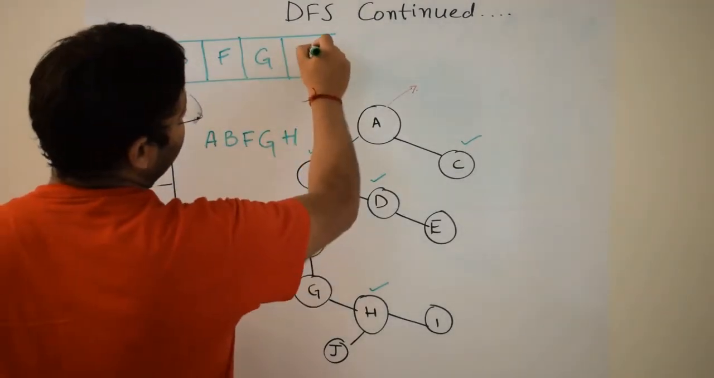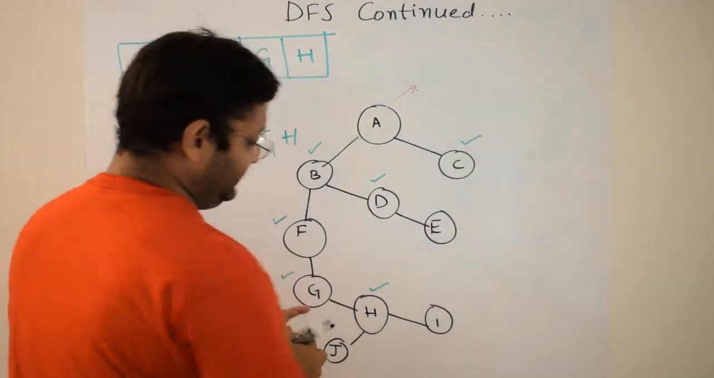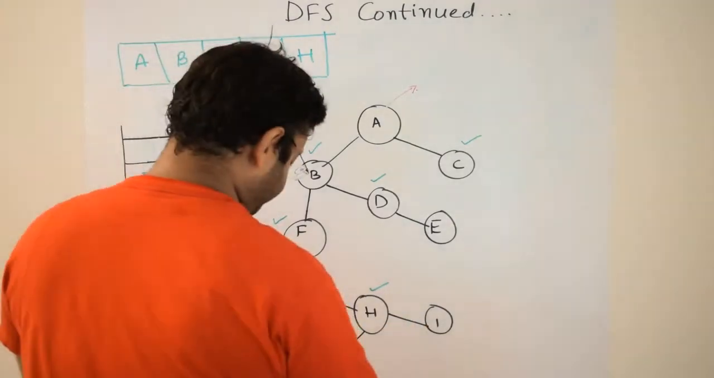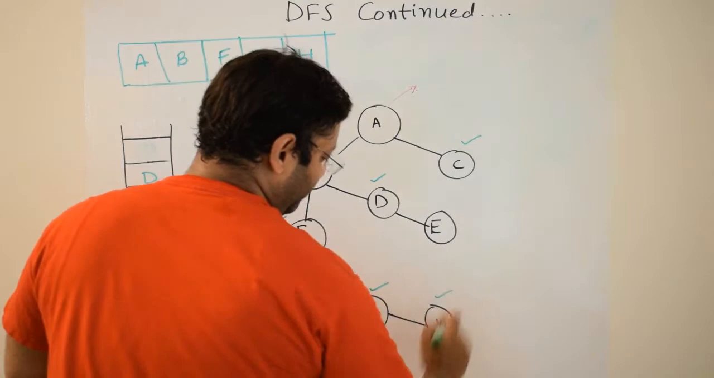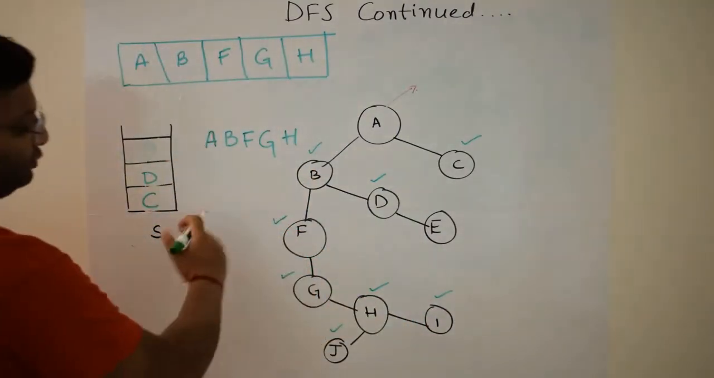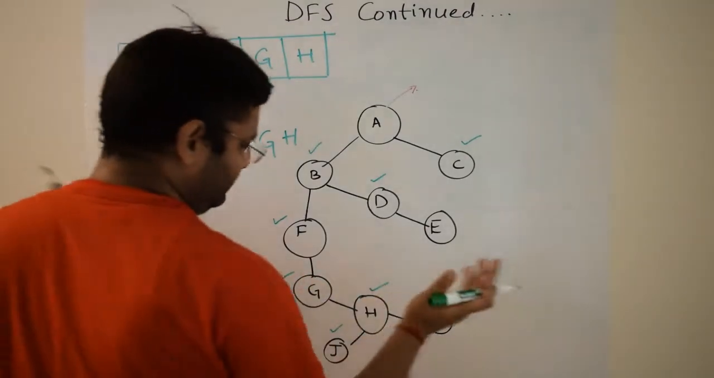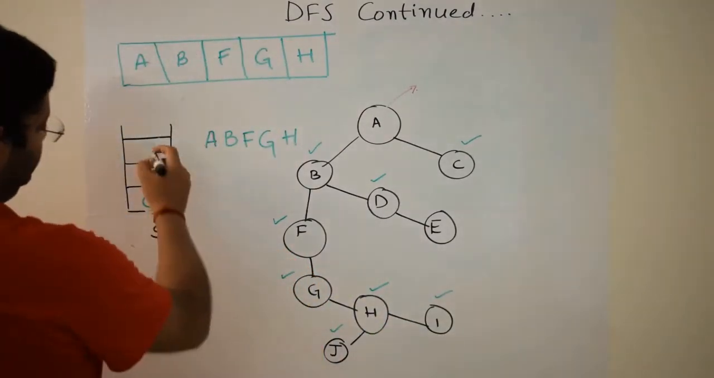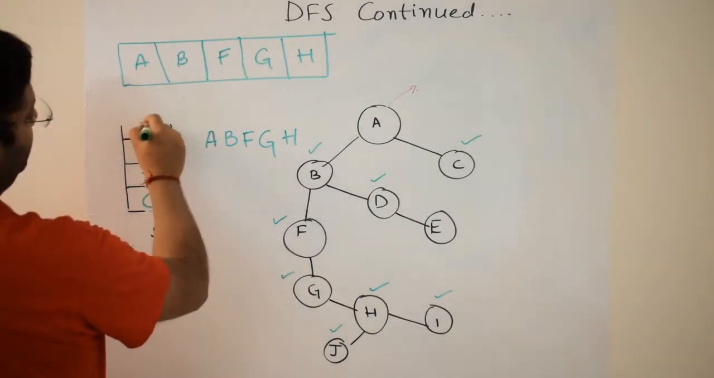Mark it as visited. Search its neighbors which have not been visited. Now again in this case there are two neighbors, I and J. Have they been visited before? No. Now push those two neighbors onto the stack again, in any order. For example, I push J and then I push I.